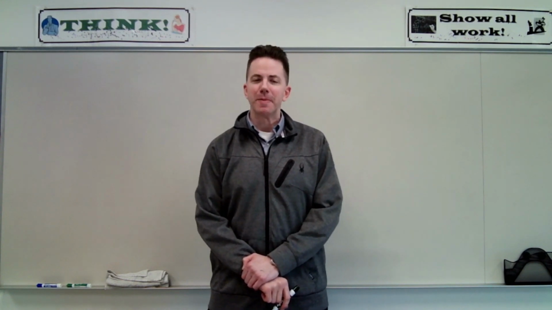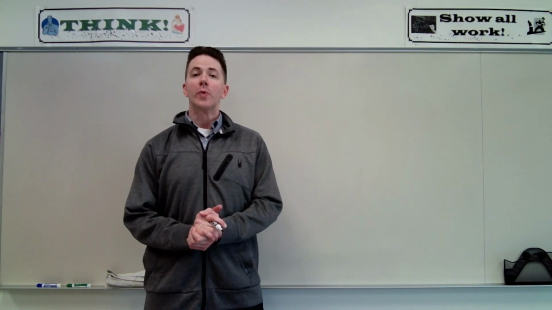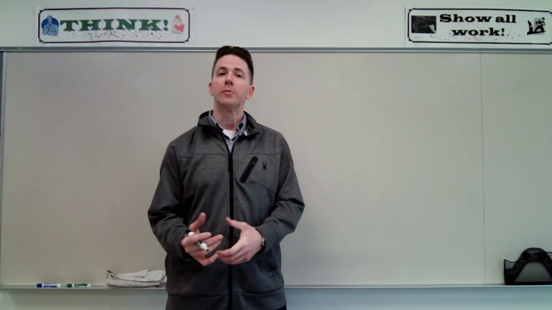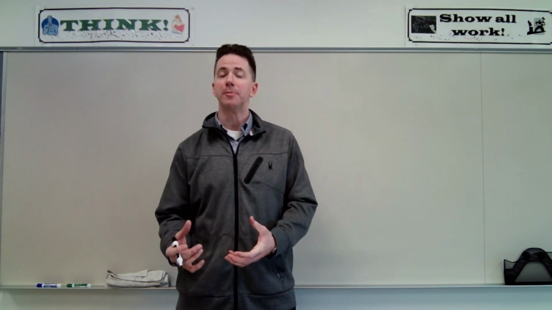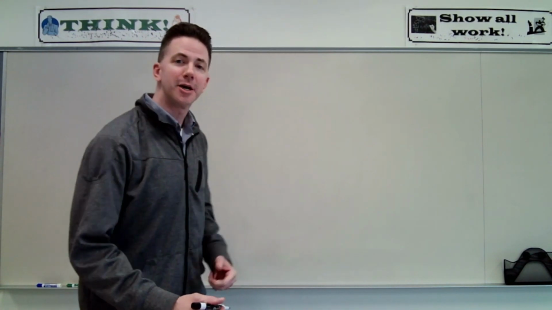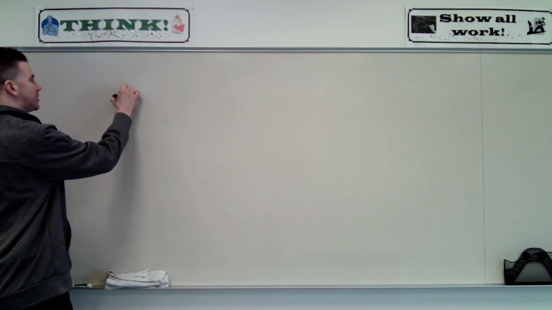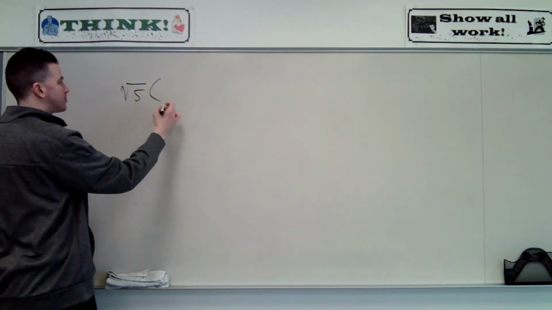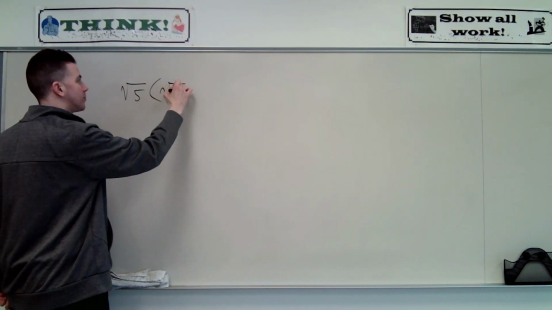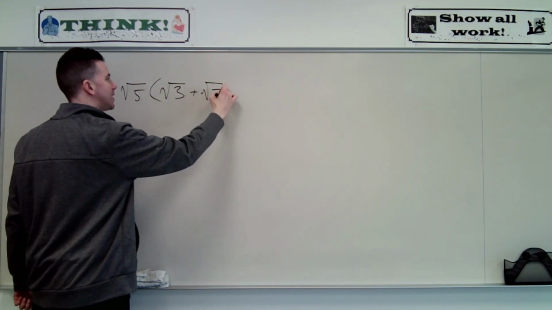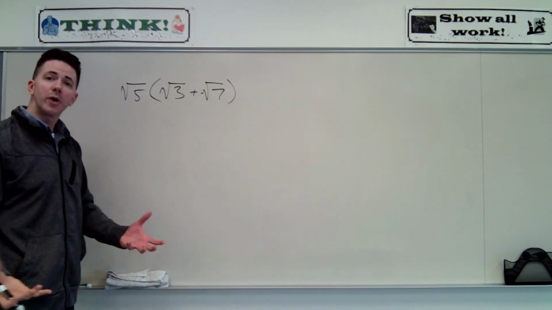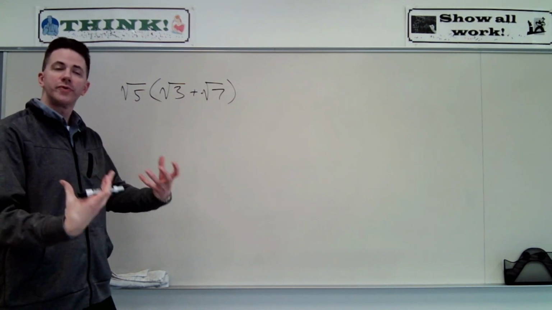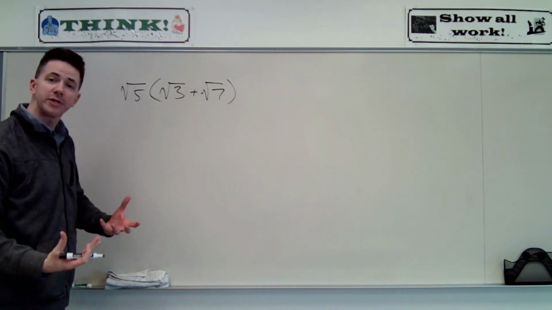Let's get started. In a previous video, we multiplied and simplified radicals, which we're going to use today to help us distribute with radicals. Let's jump in. If we look at the square root of 5 times the quantity, the square root of 3 plus the square root of 7, we're going to distribute like we always would have with numbers or variables. Now we're just going to do the same procedure with radicals.